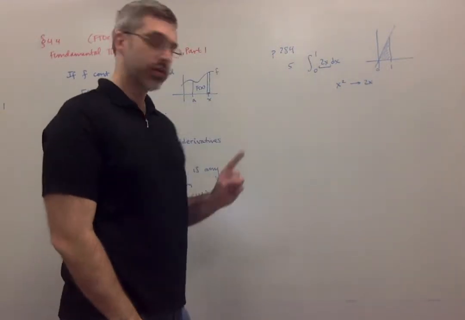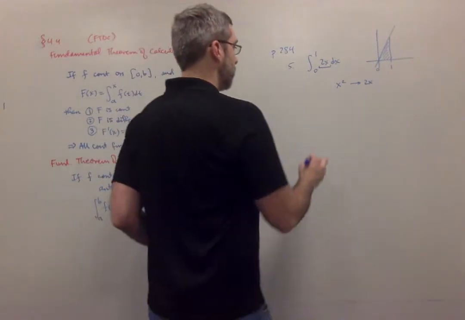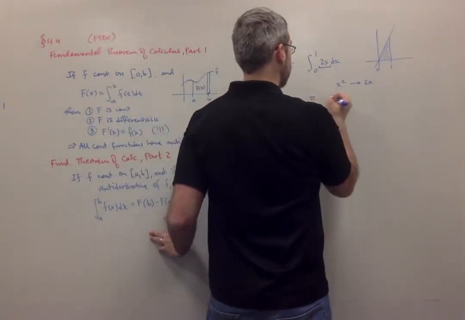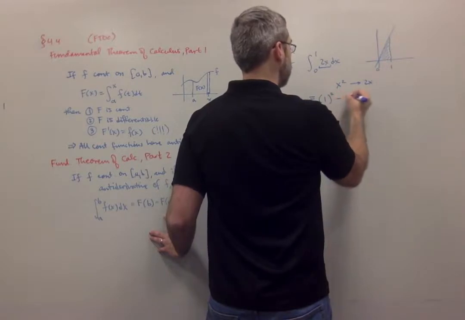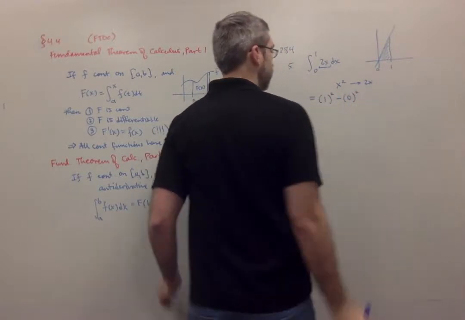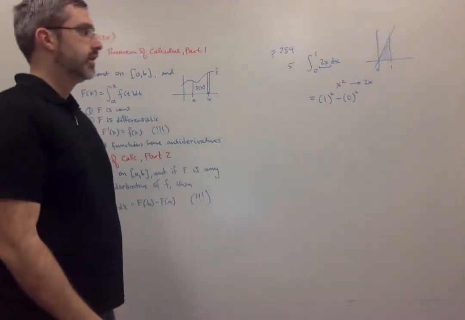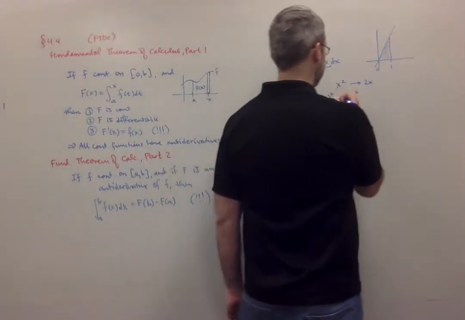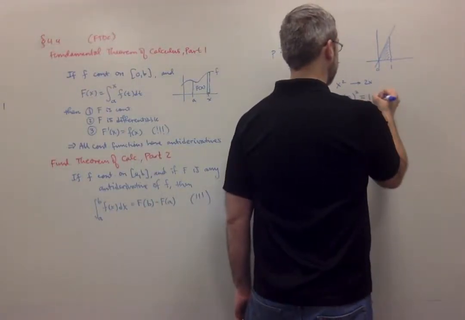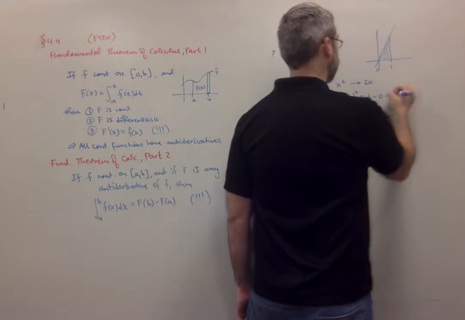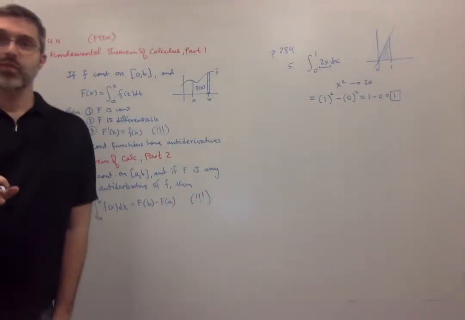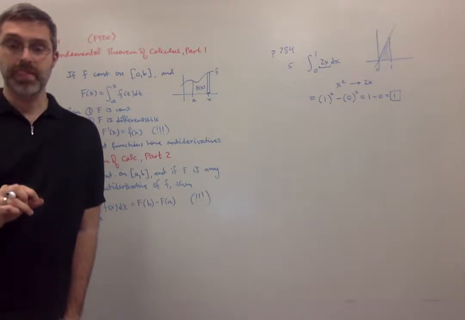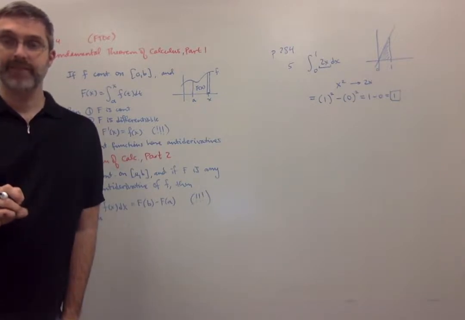Well, that would be x squared, right? So what we're going to do, according to this theorem, is take x squared and plug in 1, minus what we would get when we plugged in 0. So in other words, 1 squared is 1 minus 0 squared is 0. That's just 1. That's the answer. Boom. We're done. Wow. That is amazing.